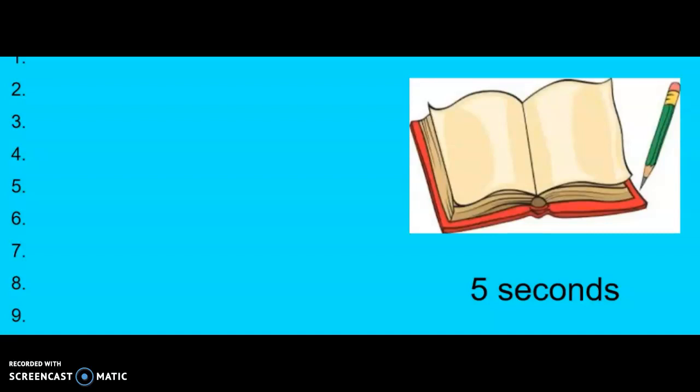Question 1. Write in figures the number 175. Write in figures the number 175.